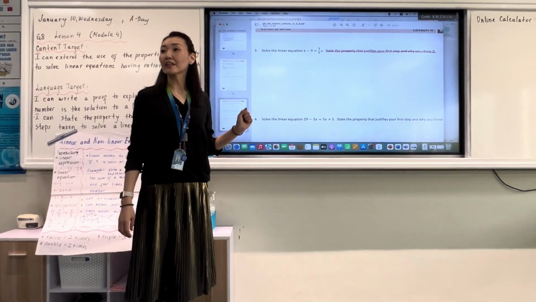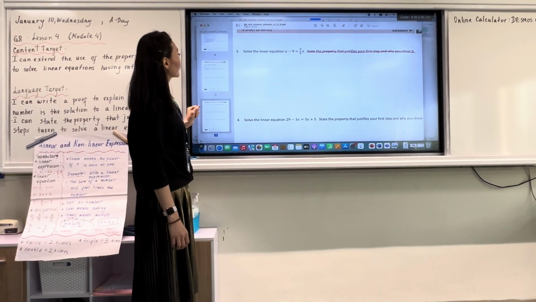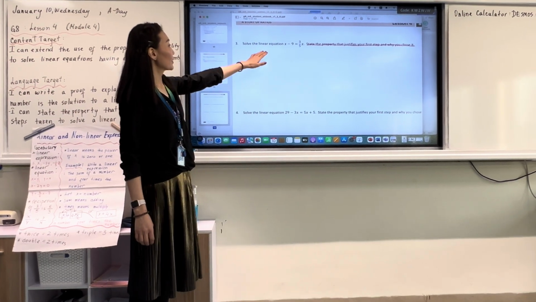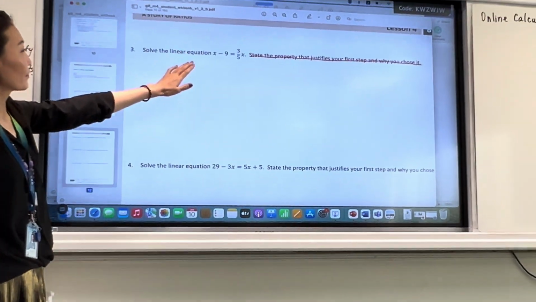What number are we working on? 3. Okay, so my instruction says solve the linear equation x minus 9 equals 3 over 5x, right?